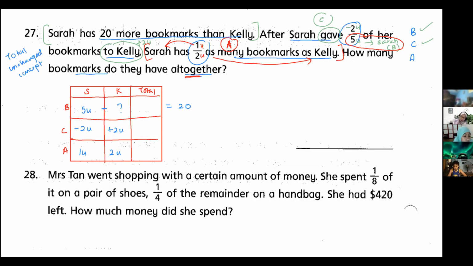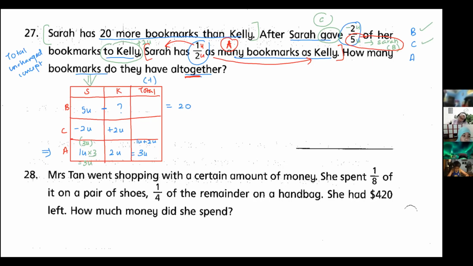How many bookmarks do they have all together? So over here, in the after row, we can find the total. That is 3 units. How do I get 3 units? 1 unit plus 2 units equals 3 units. Then if you look at Sarah, her column is complete. Just look. 5 minus 2, do you get 1? No, right? 5 minus 2 is 3 units. But this is 1. So I need to do something to this 1, right? I must times 3 to make it become 3. So now it becomes 3 units.